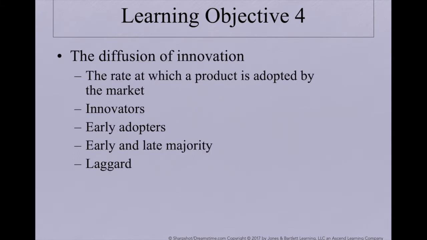The diffusion of innovation is the rate at which a product is adopted by the market. Innovators typically are the first to adopt a new product, which are also known as the risk takers. Early adopters are leaders in their social setting or opinion leaders. Early and late majority represent the bulk of the population, which are more skeptical. And laggards, the last to adopt.